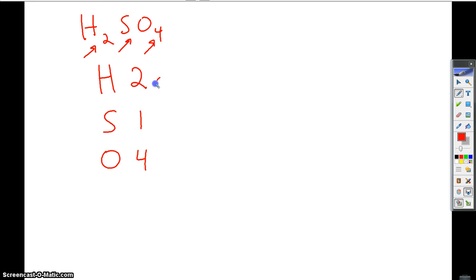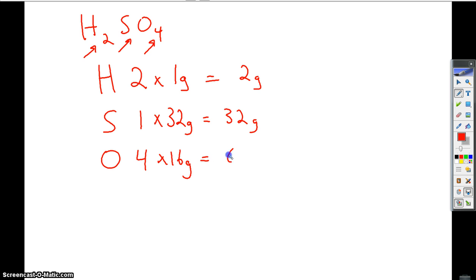And again, from the periodic table, each hydrogen weighs 1 gram, each sulfur is 32, and each oxygen is 16. So 2 grams worth of hydrogen, 32 grams worth of sulfur, and 64 grams worth of oxygen. And if we add those up, we get 98 grams, which again is equal to 1 mole.